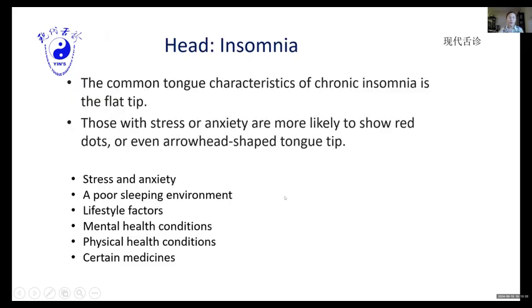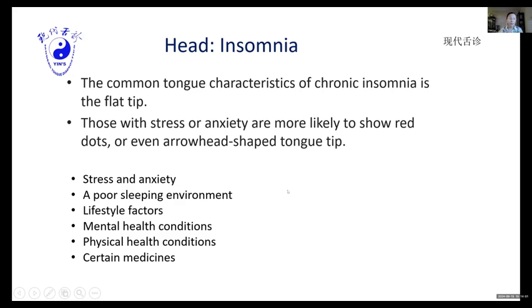Okay, first topic is insomnia. So the common tongue characteristic of chronic insomnia is the tip is flat. But some patients are very anxious and very stressed, so you will also see an arrowhead shape of the whole tongue, and a lot of red dots, and the tip is very red due to the anxiety.